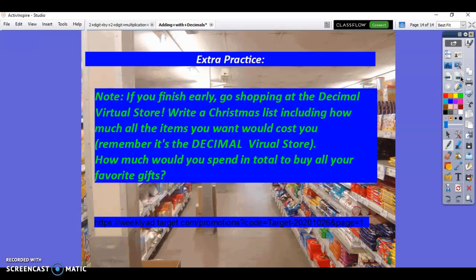It says extra practice. If you finish early, go shopping at the digital virtual store. Write a Christmas list including how much of all the items you want would cost you. Remember, it's the decimal virtual store. How much would you spend in total to buy all of your favorite gifts? And I am going to show you where that goes.